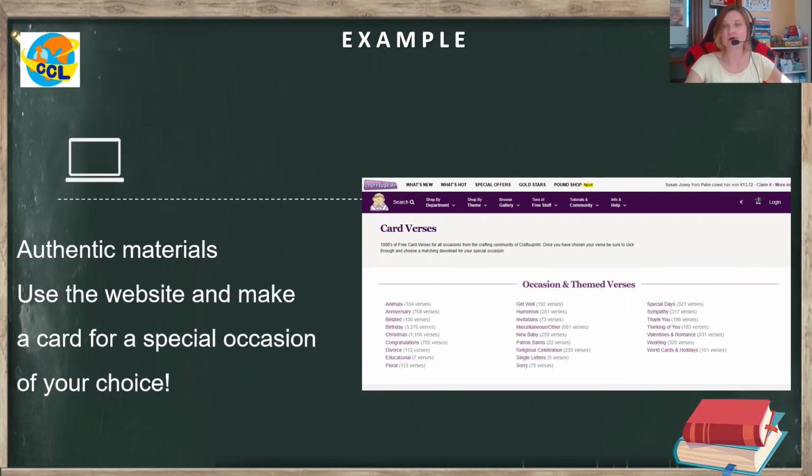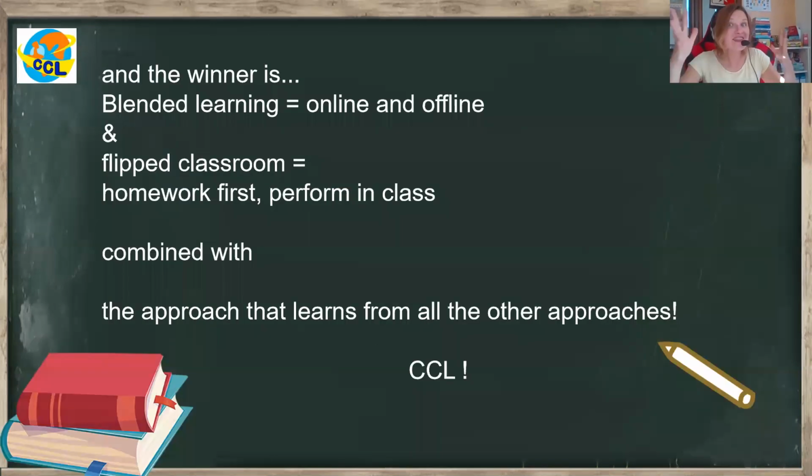That's an example. Now, so who is the winner? And the winner is everyone and no one. We know that everyone knows something and no one knows everything. And that is exactly why our approach at CCL, at Cambridge Centre for Languages, is that we use the approach that learns from all the other approaches. Okay, we don't just use one. Okay, it's a patchwork.